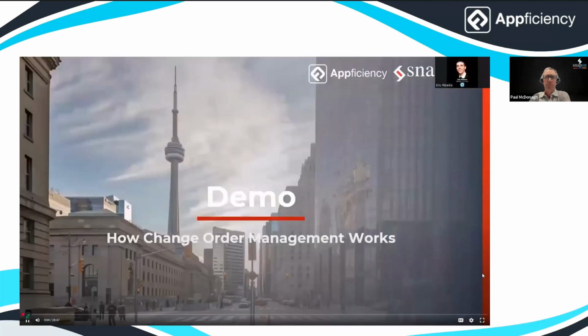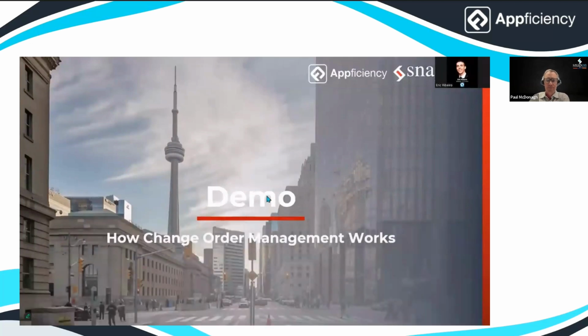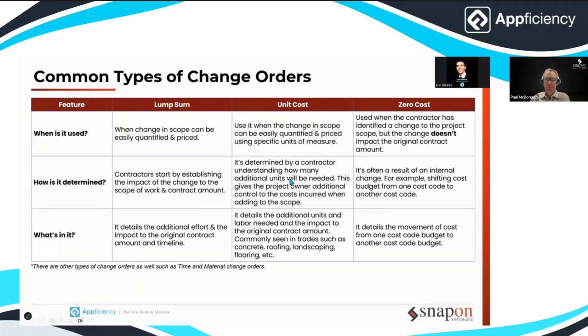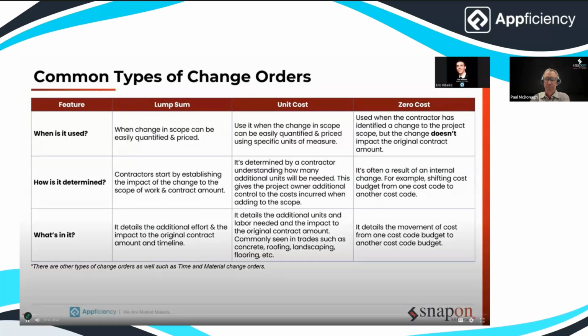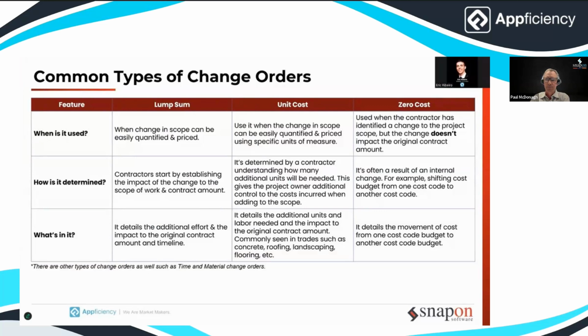All right. So before we start diving into the solution here, I just wanted to take a few minutes to walk through the different types of change orders and how they're typically handled in construction. So whether you're dealing with lump sum work or unit-based pricing or zero cost or internal adjustments or even time and material type contracts, having a clear process is critical.